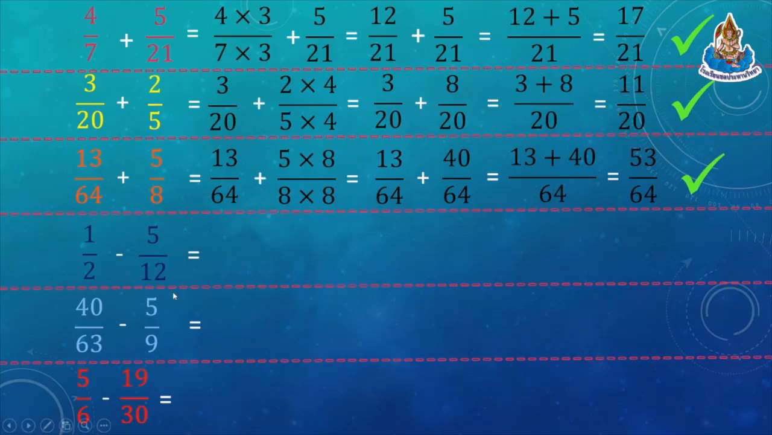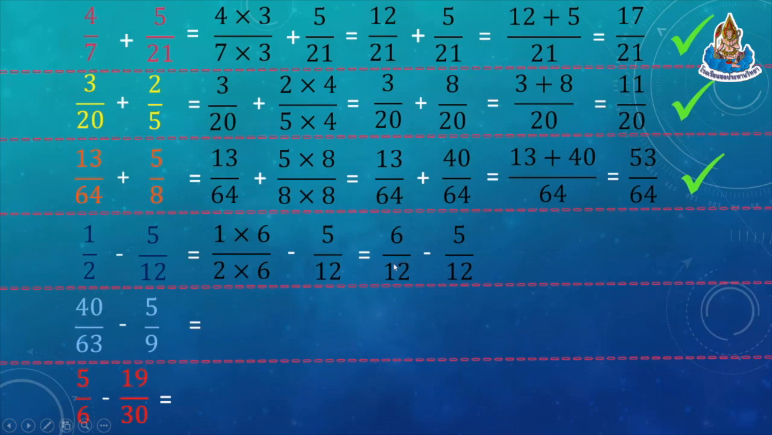Now let's move to subtraction. We need to subtract 5 over 12 from 1 over 2. Again, first we make the denominators equal. So to make 12 from 2, we multiply 2 times 6. At the same time, multiply the numerator times 6. 1 times 6 is 6, and 2 times 6 is 12.